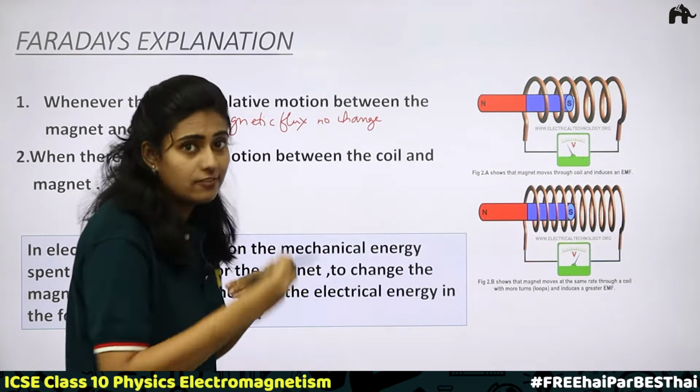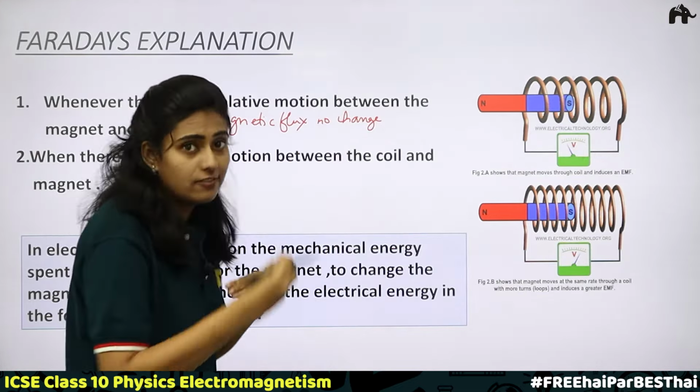Here there is motion of the magnet. Motion means it is mechanical energy, right? Now the mechanical energy is giving us electrical energy. So we can say that in electromagnetic induction, the mechanical energy spent in moving the coil or the magnet to change the magnetic flux is transformed into the electrical energy in the form of current in the coil.